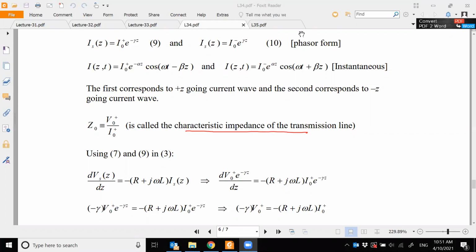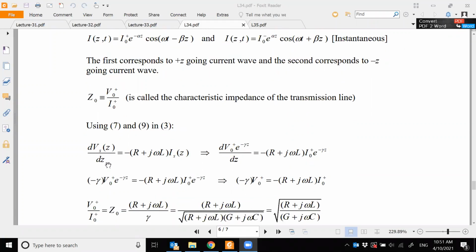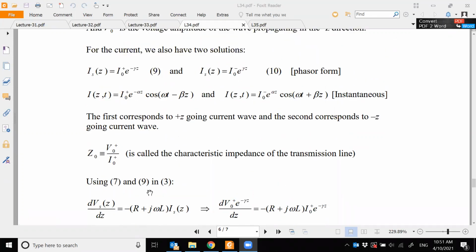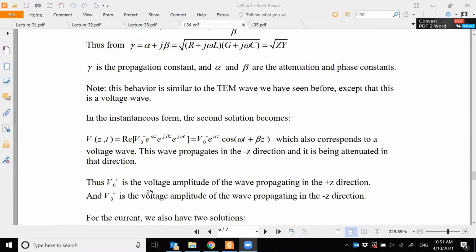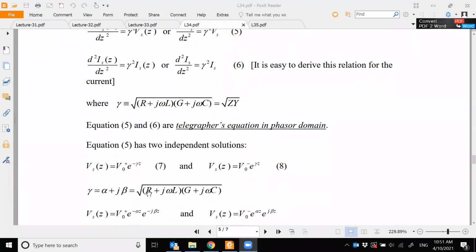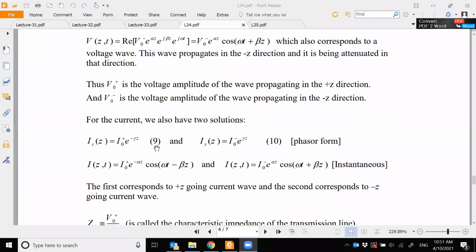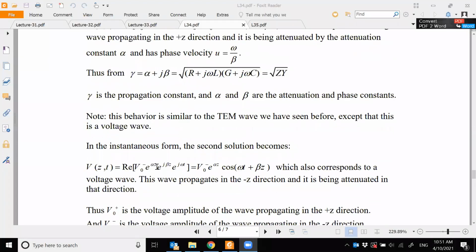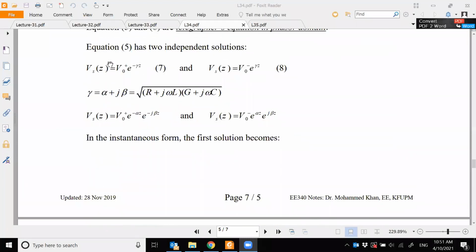Now, what we are doing here, so the time is finished, just give me a minute. We are just using our equations 7 and 9 in equation 3, which are our solutions. So where is my 7 and 9? Sorry, here. This is my solution 9, and this is my solution for the voltage wave, 7.